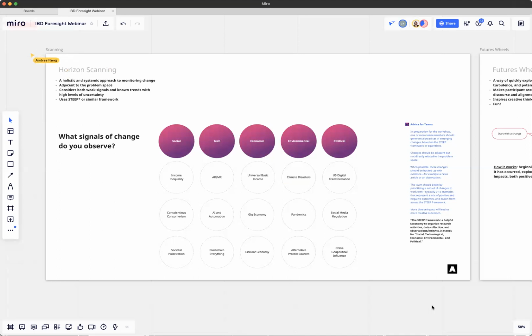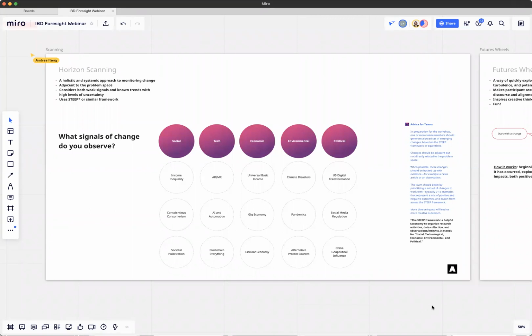And one more thing about change is that it's important to think about both positive and negative. So some changes that we might be thinking of are inherently negative, something like climate disaster or a pandemic. Others are neutral, like a technology such as artificial intelligence, which could have both positive and negative impacts, or something that's inherently positive like conscientious consumerism, which probably has more upside than it has downside.